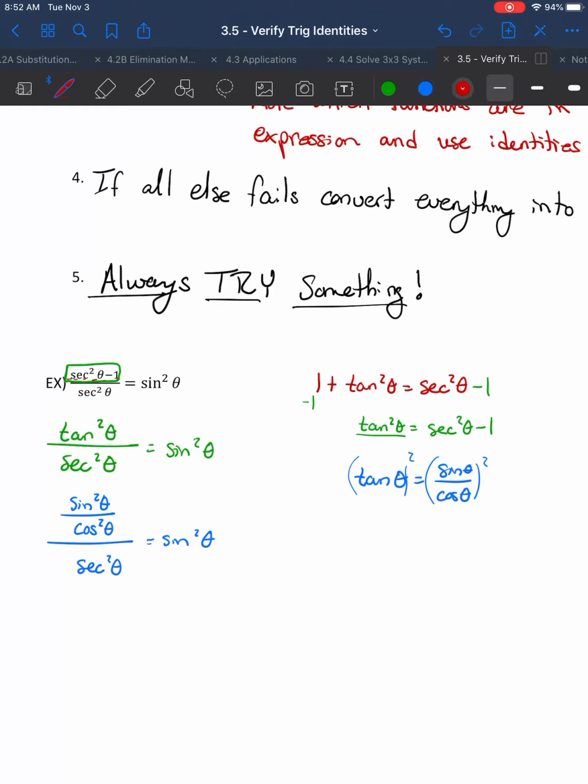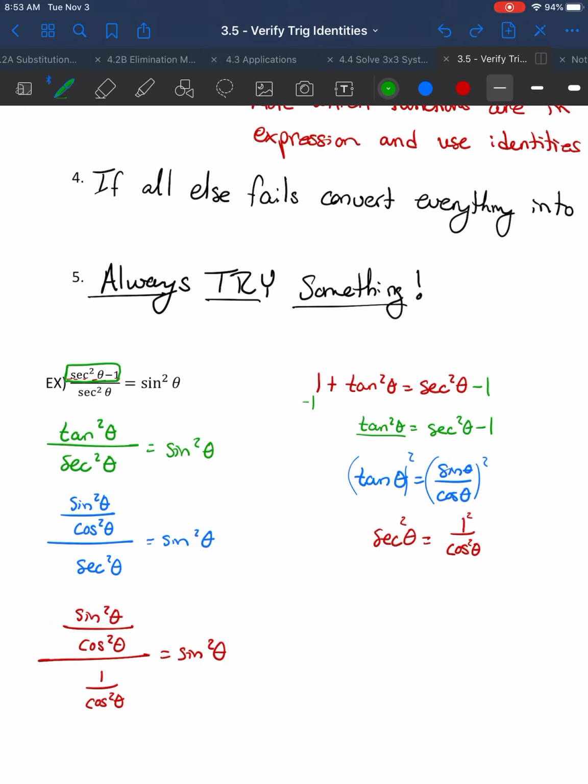Okay, well, maybe getting a little bit closer, but I need to get rid of the cosine and the secant, which then I remember, secant is equal to what? Secant is 1 over cosine. So again, what happens when I square that? Now I've got sine squared over cosine squared over 1 over cosine squared.